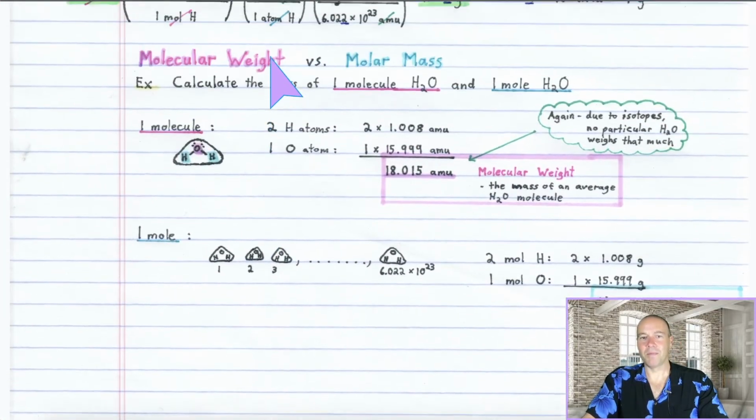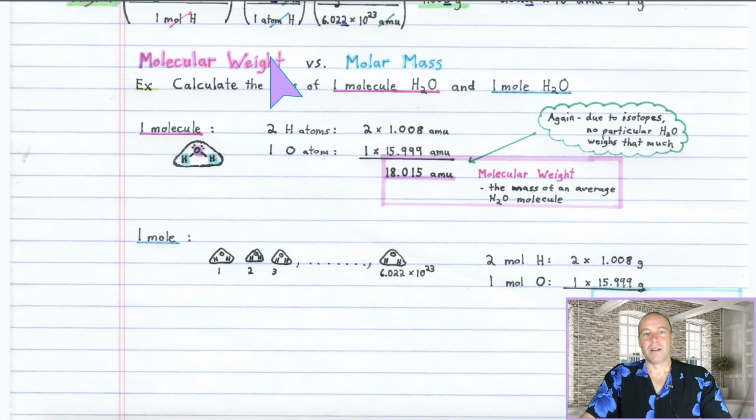Now this can be done for any other compound. If you know the chemical formula, you simply look up all of its elements on the periodic table. Make sure you multiply them by how many atoms are in the formula, and then add it all up, and that'll get you the molar mass.